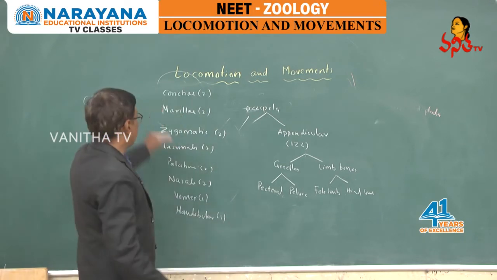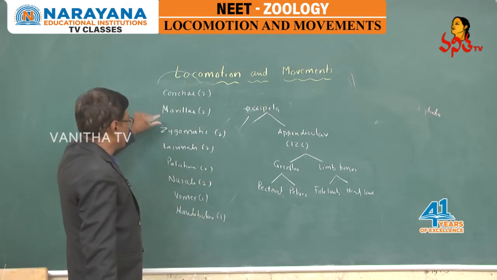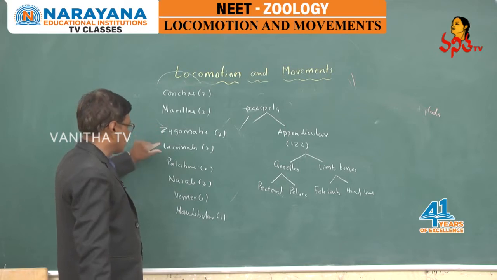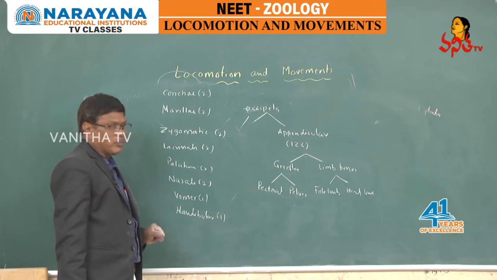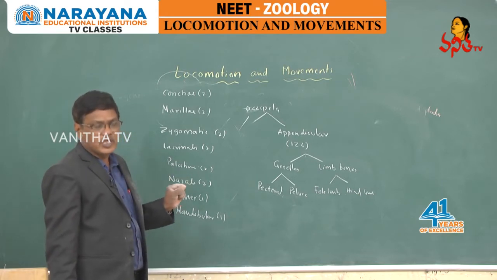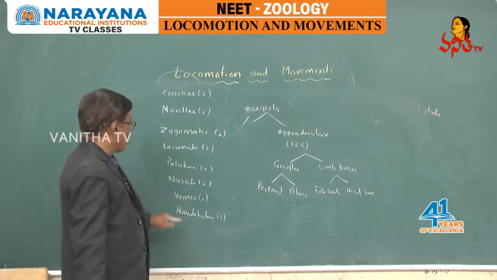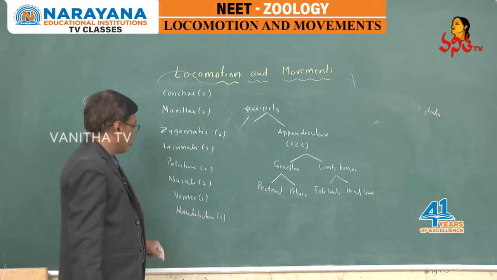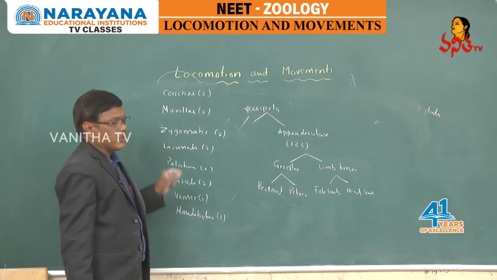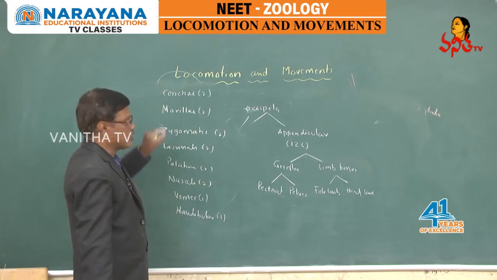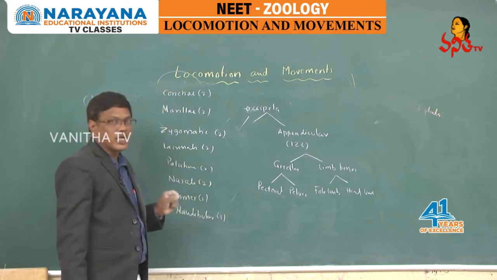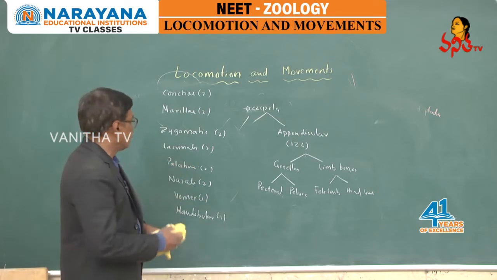Like in this way: conchae, maxillae, zygomatic, lacrimals, palatines, nasals, vomer, and mandible. Some have only one present, they are unpaired, like vomer and mandible, and the remaining are paired. 1, 2, 3, 4, 5, 6. 6 into 2 is 12, plus 2 is 14. Total 14 bones are facial bones.